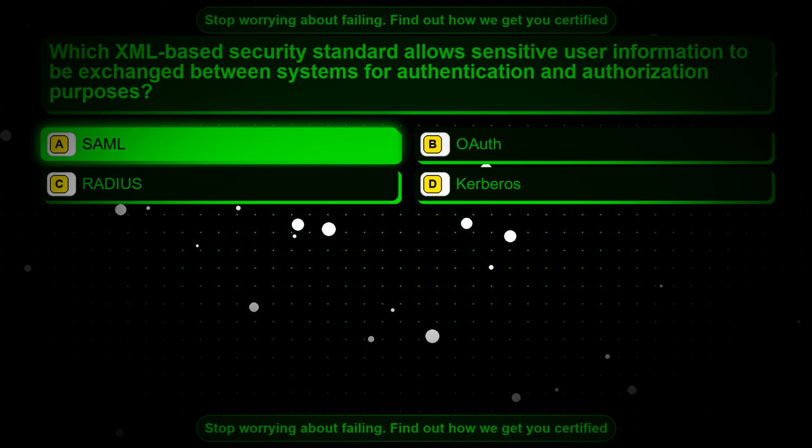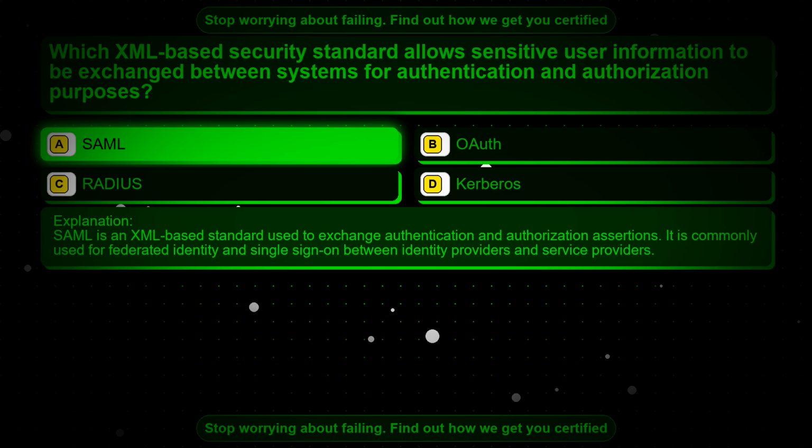The correct answer is option A. SAML. SAML is an XML-based standard used to exchange authentication and authorization assertions. It is commonly used for federated identity and single sign-on between identity providers and service providers.